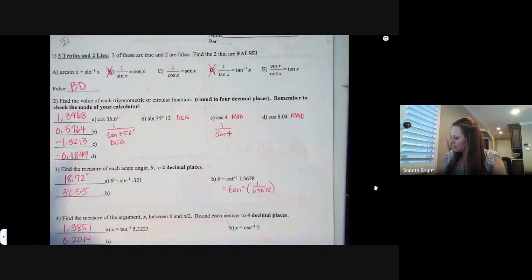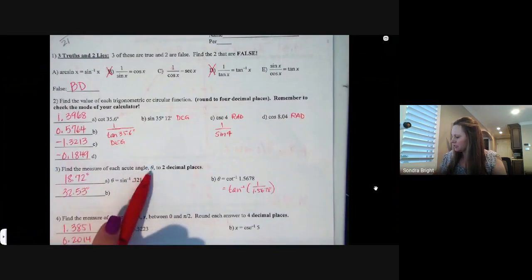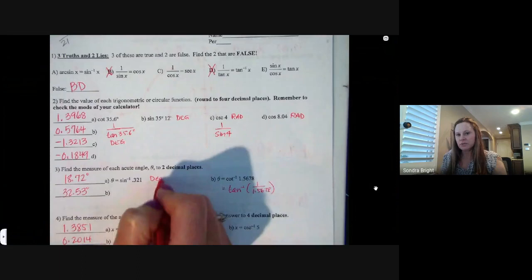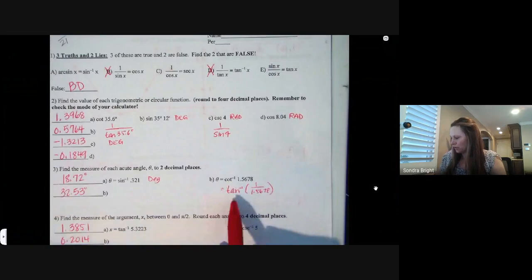Finding the measure of the acute angle theta in 2 decimal places. Inverse sine, you've got to make sure you're in degree mode for theta. Should have gotten 18.72 degrees. For inverse cotangent, you needed to write inverse tangent of 1 over 1.5678. It's not 1 over inverse tangent. You will get a wrong answer that way.